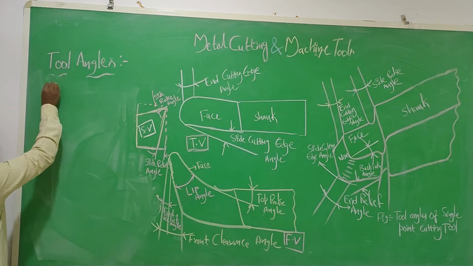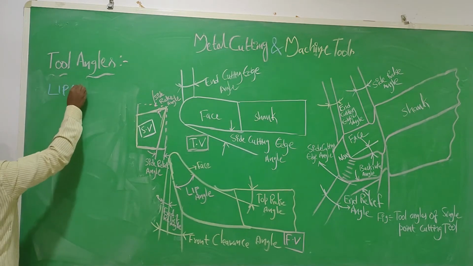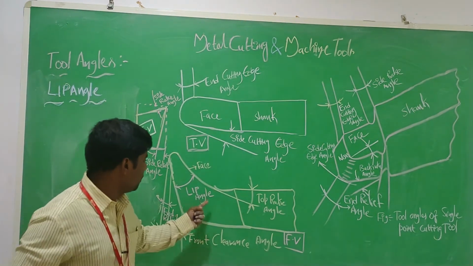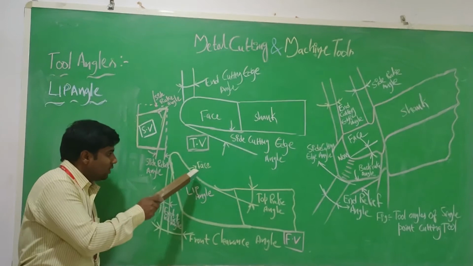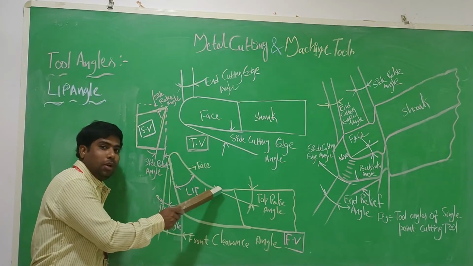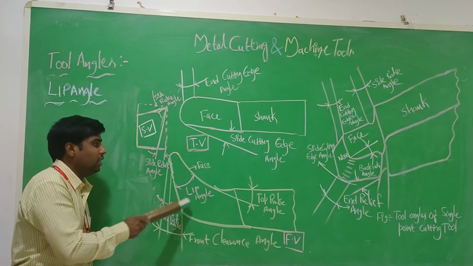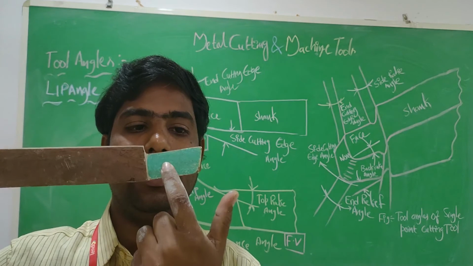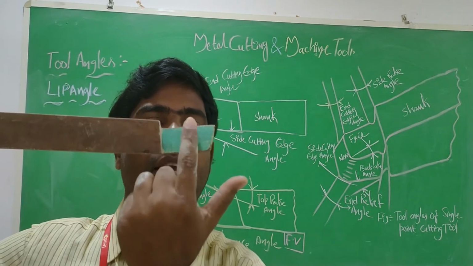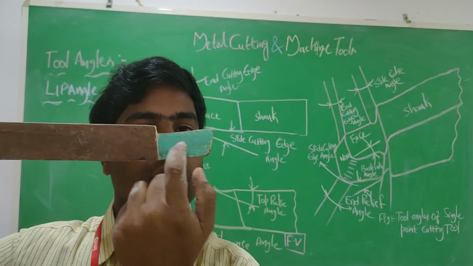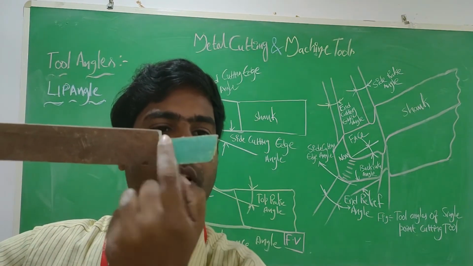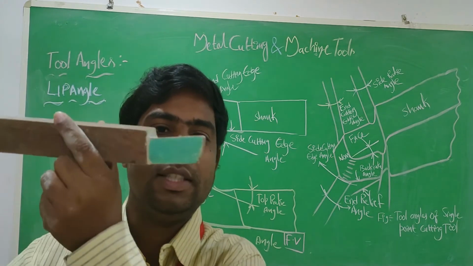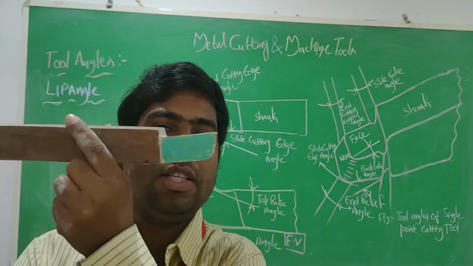So what is lip angle? In the front view, you are observing the lip angle right here. The angle between the face of the tool and the flank of the tool is called the lip angle. Here, this is the face of the tool and this is the flank of the tool. The angle between them, in the front view, is called the lip angle.